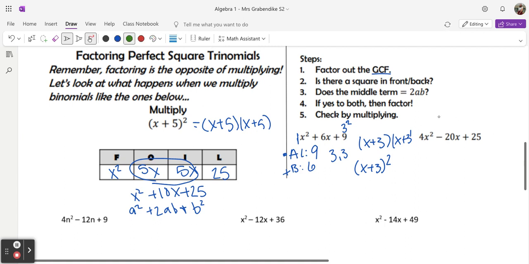Okay, let's do this one. So my AC here is 100 and my B is -20. So two numbers that multiply to 100 and add to -20 would be -10 and -10. So I have (4x minus 10) squared. Since they're both the same, I know I can just put squared. And of course, we can simplify by dividing by 2. So I have (2x minus 5) squared. Good.